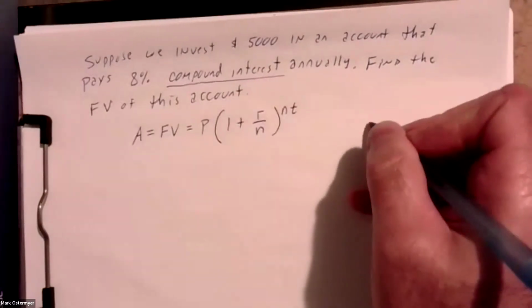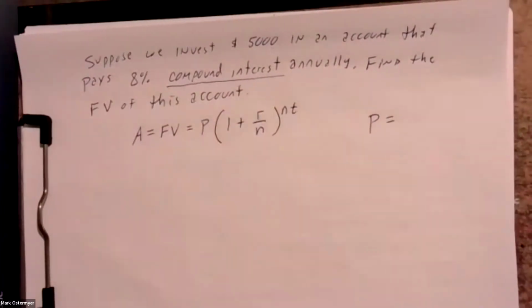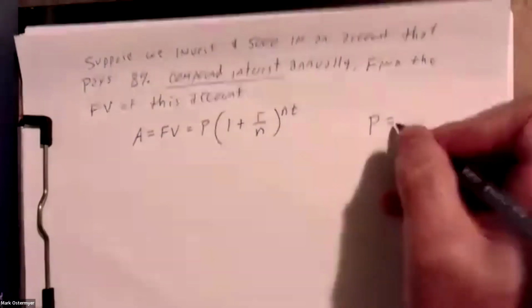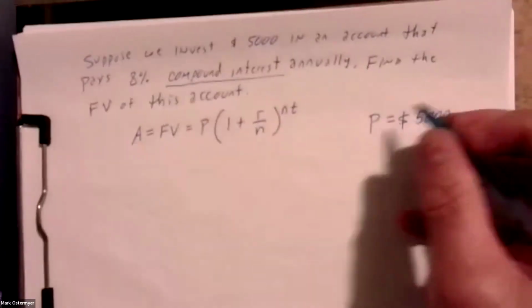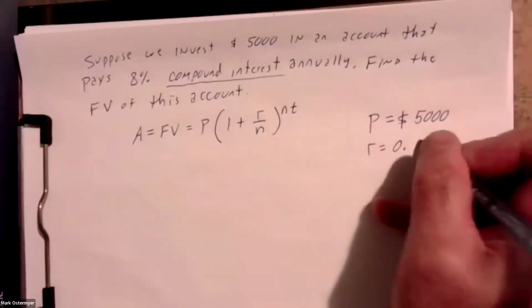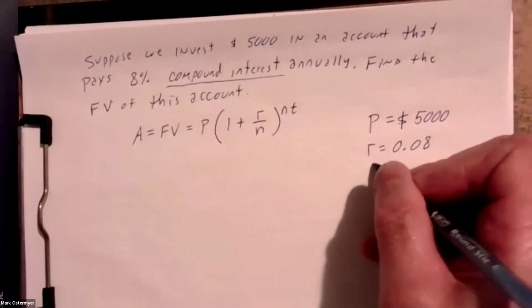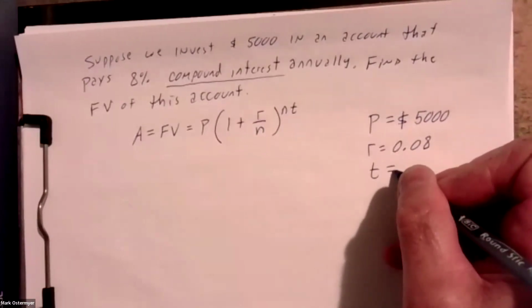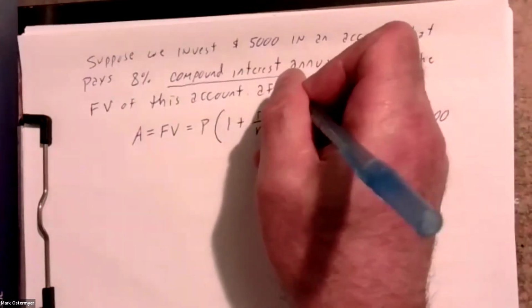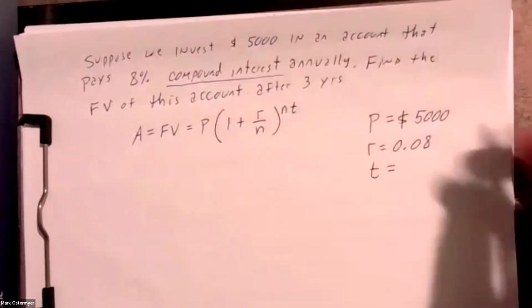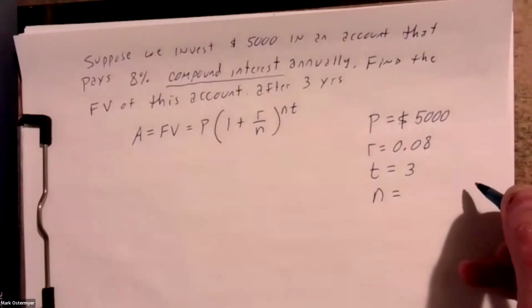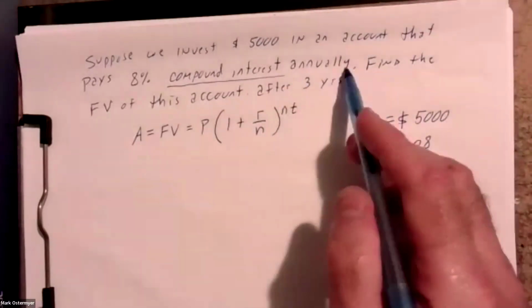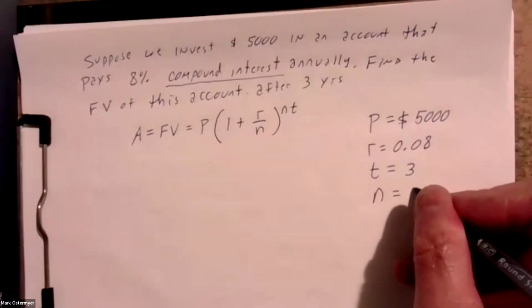All right, so what is our principal? What's the initial amount of money we're investing? $5,000. What's the interest rate? 8% as a decimal, 0.08. What's time, T, in years? After 3 years. Okay, so time T will be 3. What is N? If the interest is compounded annually, that means once per year. So N would be equal to 1.